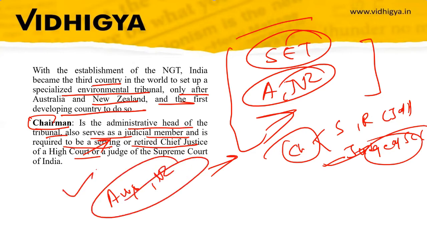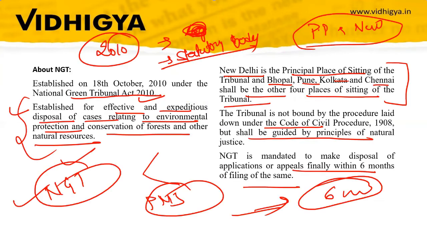You have to remember that it is the third country after Australia and New Zealand to establish such a specialized environment tribunal. We have discussed why this was in news. The first chairperson of the NGT was Satyendra Kumar. The principal bench is in New Delhi, and it is not bound by the procedural code, however it is bound by the principles of natural justice. For example, one cannot be a judge in one's own case, and the other party should also be given a chance of hearing. Most important is the time period: it has to dispose of the matter within 6 months.